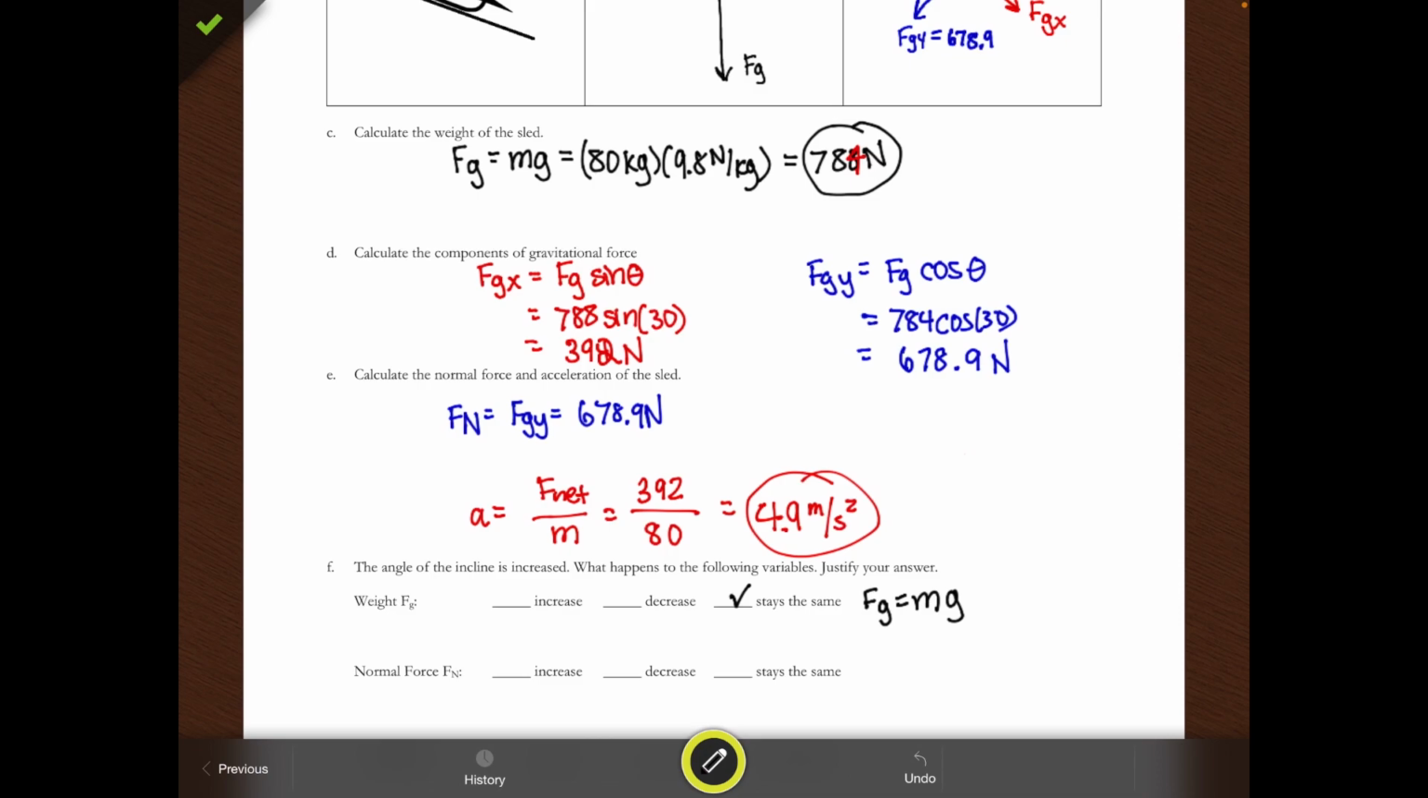The normal force would decrease. Remember that the normal force was equal to the weight of our object, which was unchanged, but times cosine of the angle. And as angle goes up, cosine goes down until it reaches zero at 90 degrees. So my normal force would decrease if the angle went up. All right, folks, that looks like it's everything.